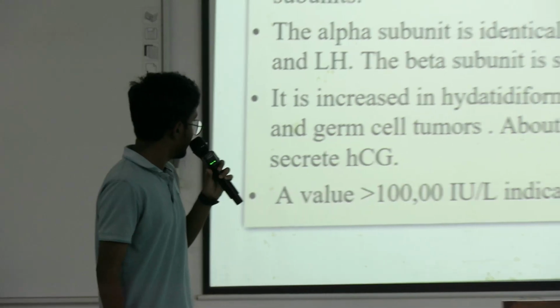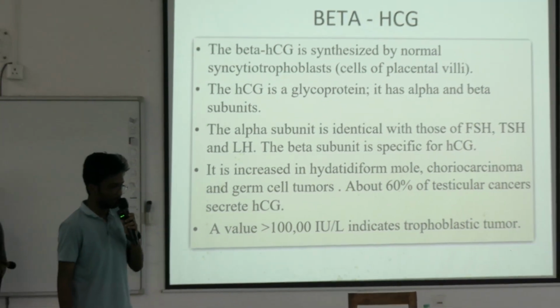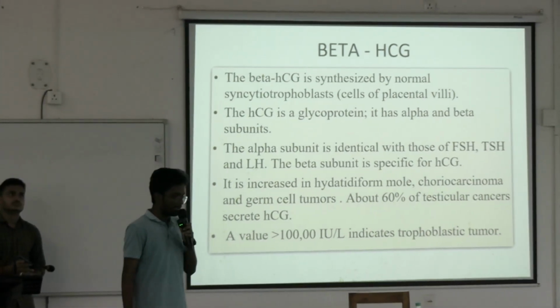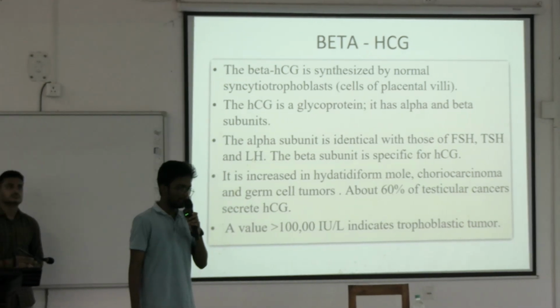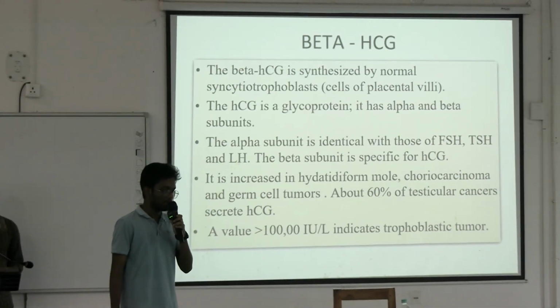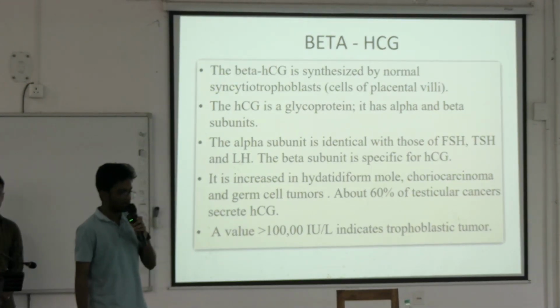About 60% of testicular cancers secrete beta HCG. A value greater than 1 lakh international units per liter is a sign of trophoblastic tumor.